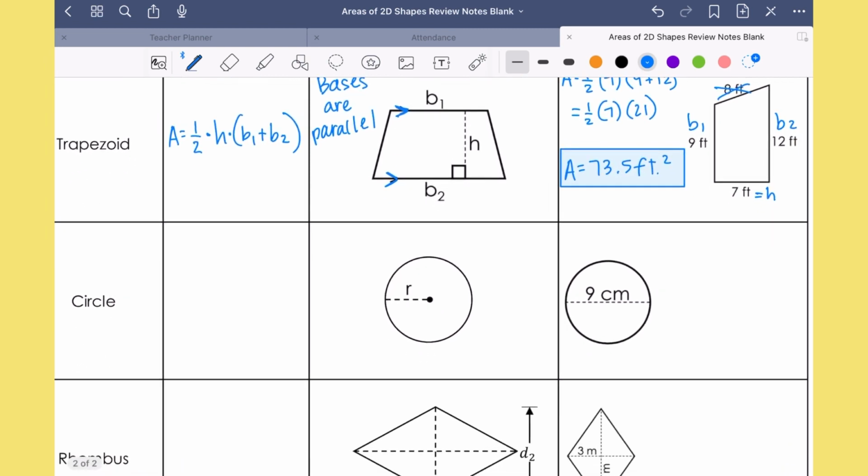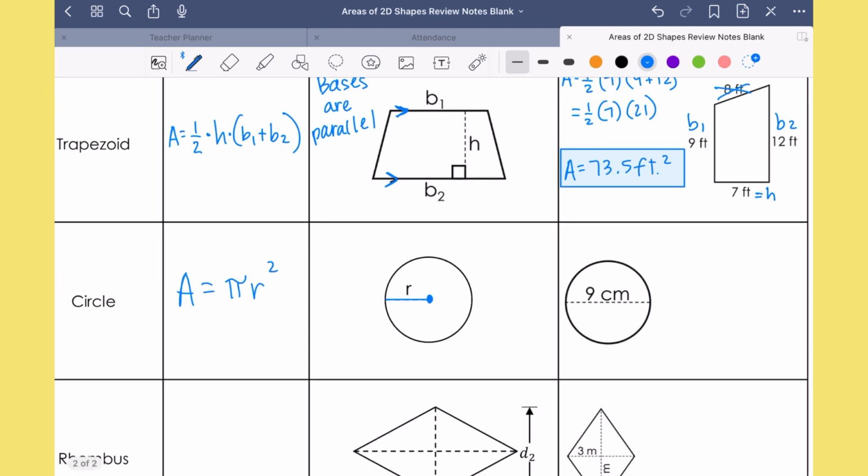Okay. Our circles. So we did circles already. So who remembers the formula for circles? Area equals pi r squared. Okay, and we should already know that the radius is from the center of the circle to the edge.